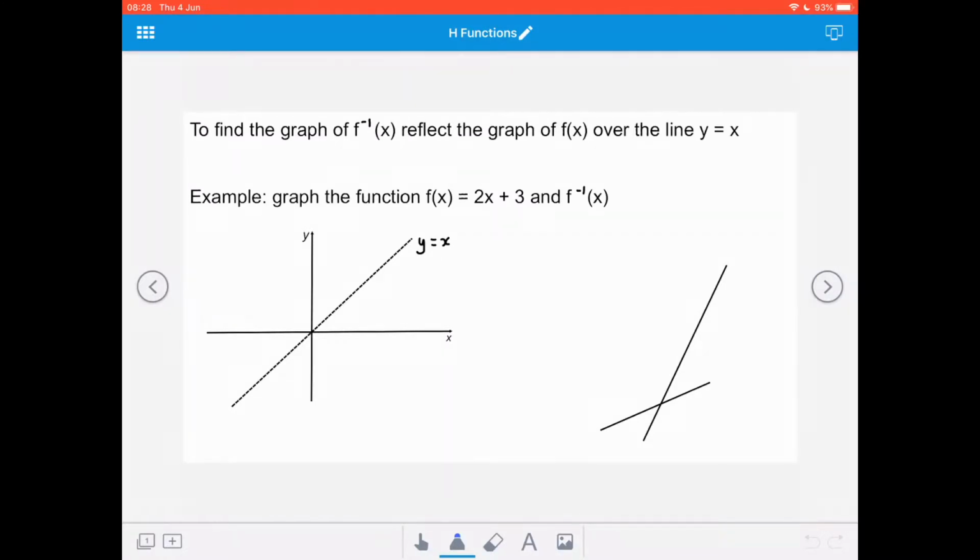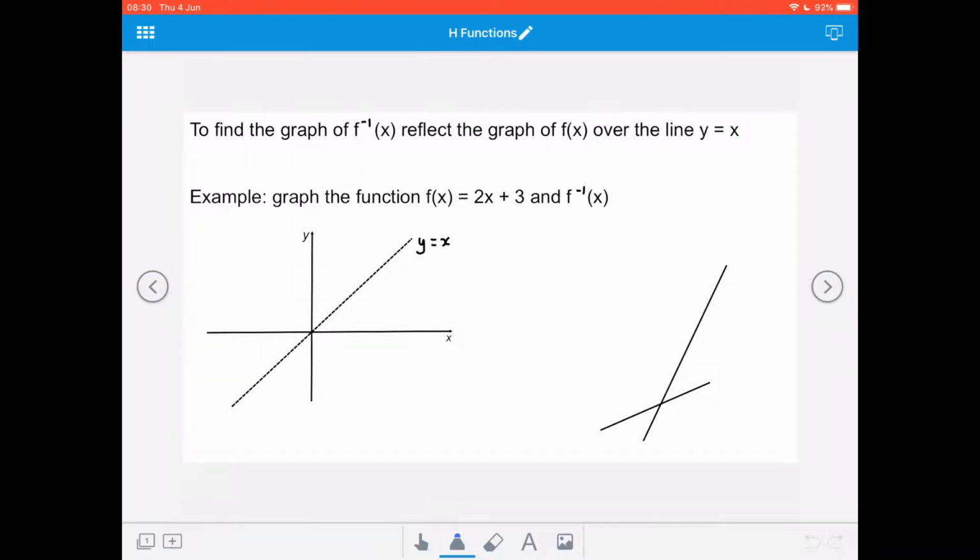So if we want to graph an inverse function, what we have to do is reflect over the line y equals x. Because remember, our inverse functions equated to x if we found the composite function of that inverse function. So in this example, we want to graph the function f of x equals 2x plus 3 and f to the negative 1 of x. And we don't need to find out what f to the negative 1 of x, or our inverse function of x, is, because we can do it graphically.